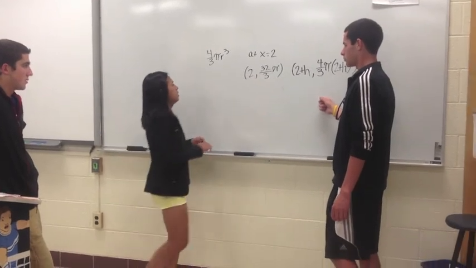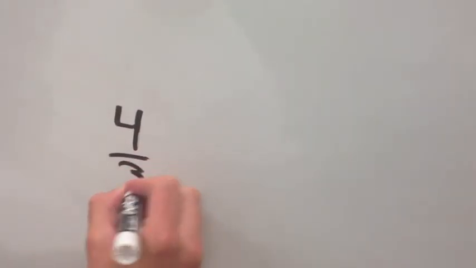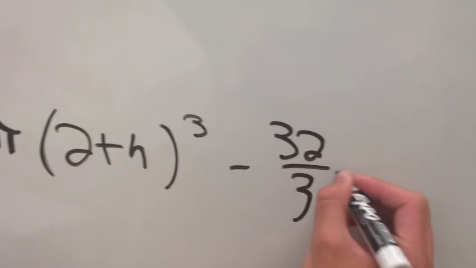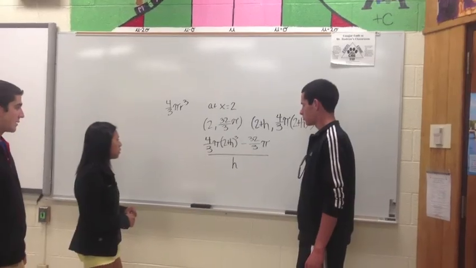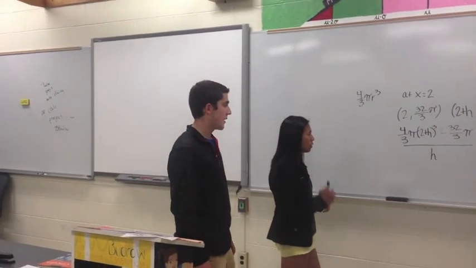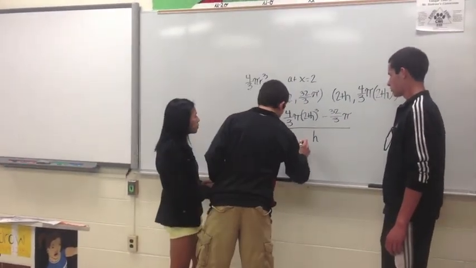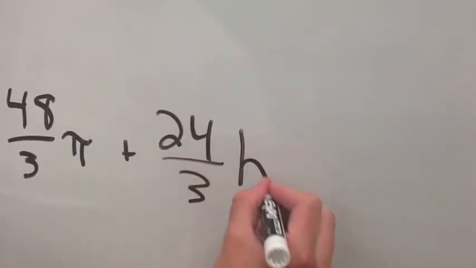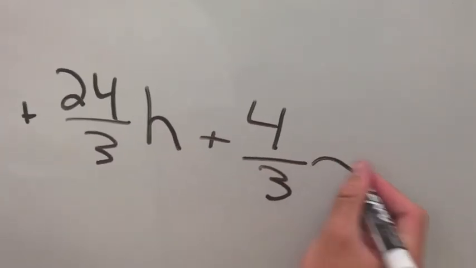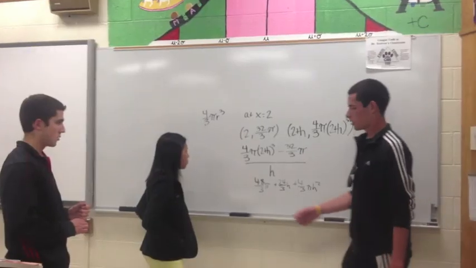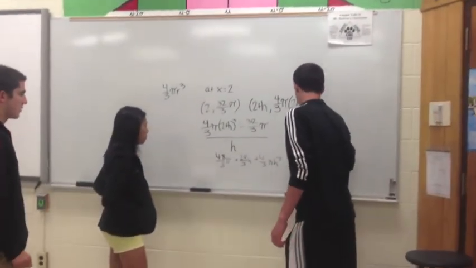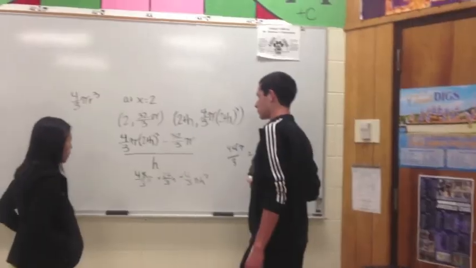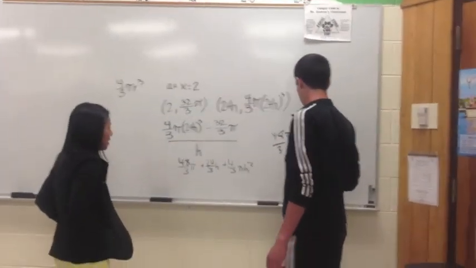So it'll be... Then, after all the foiling, we divide by h, and then it comes out to be... Then you plug in 0 for h, and it comes out to 48 pi over 3, which simplifies to 16 pi. So divide by pi, and we get 16.